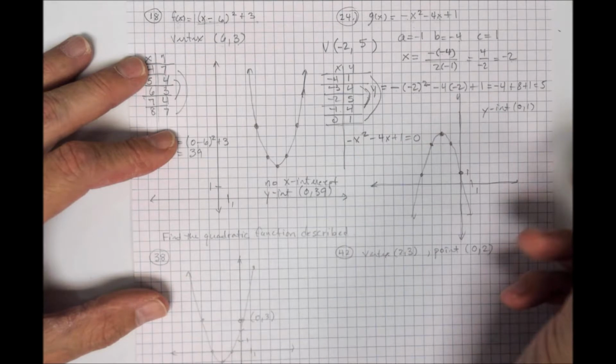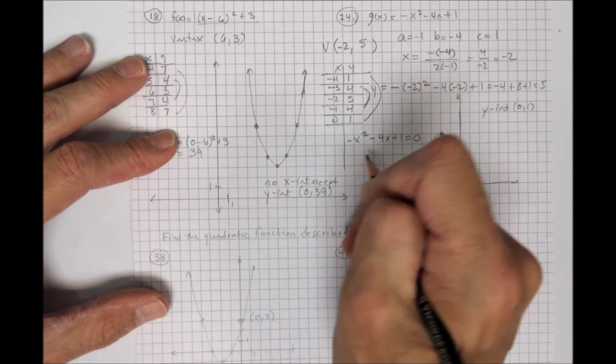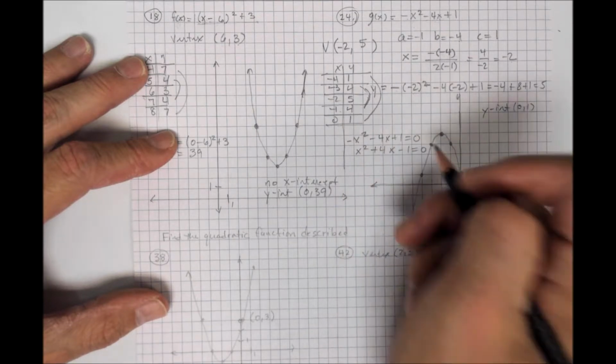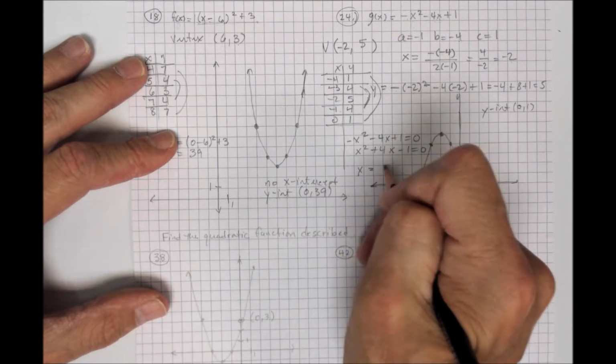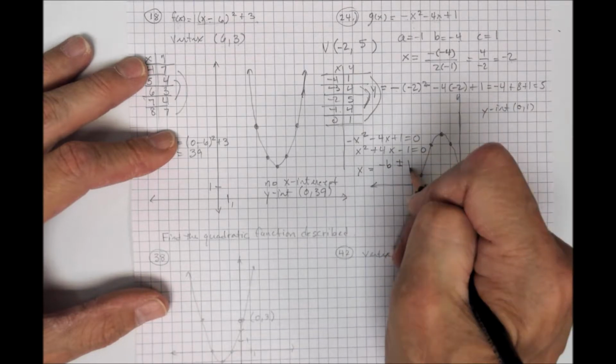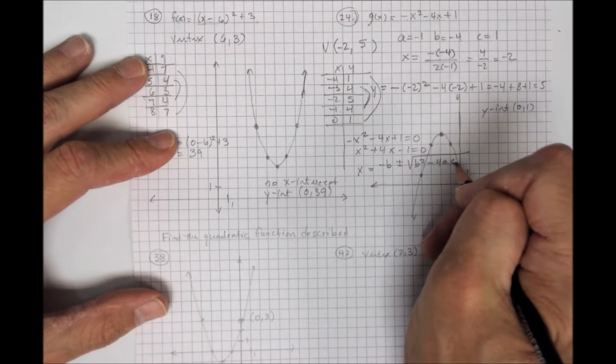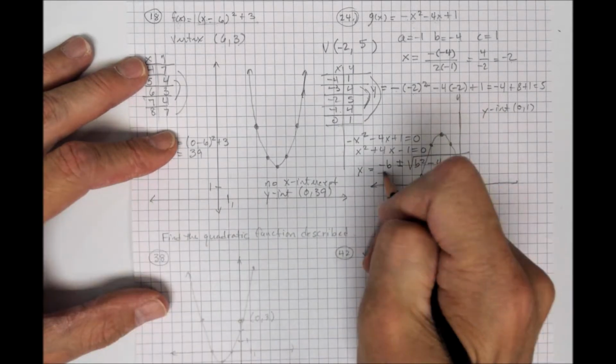I would probably multiply through by negative 1 just to get rid of a couple of these negatives. x squared plus 4x minus 1. It does not factor. You're going to have to use the quadratic formula: the opposite of b plus or minus the square root of b squared minus 4ac over 2a.